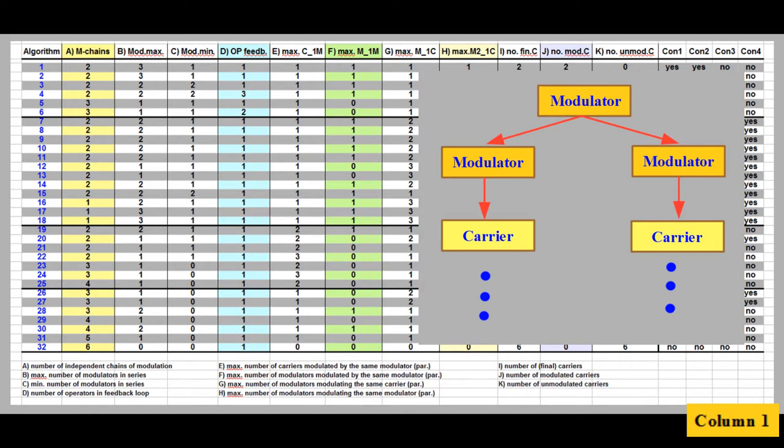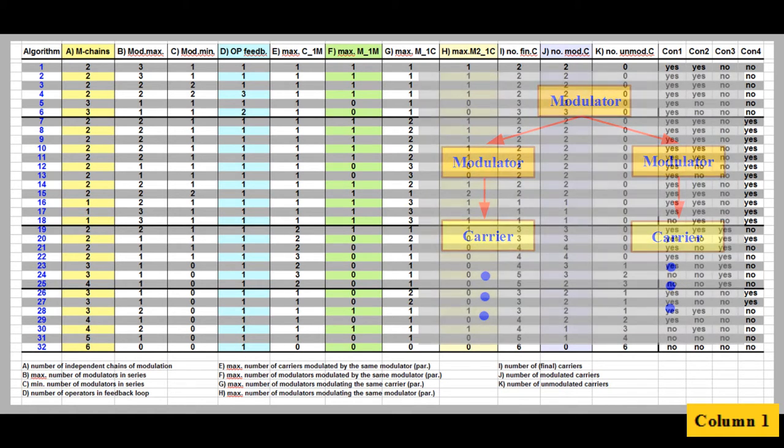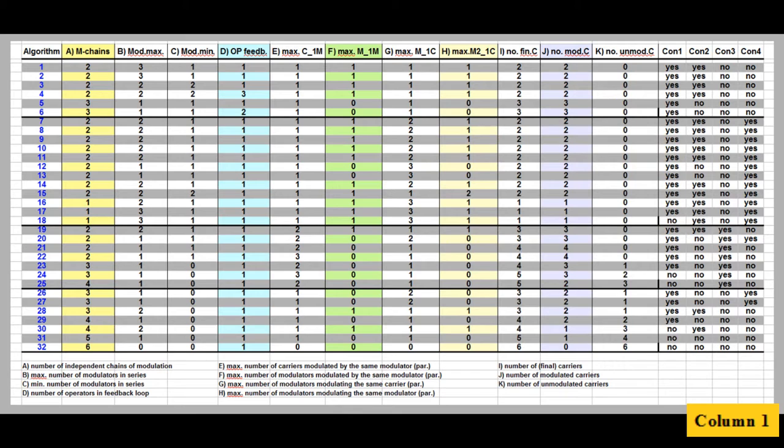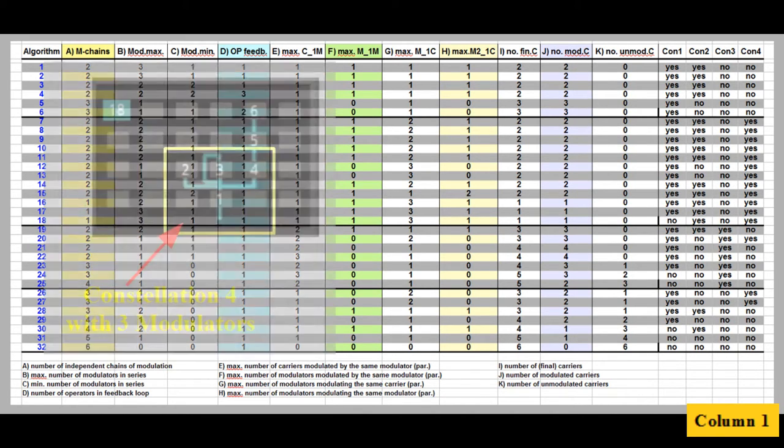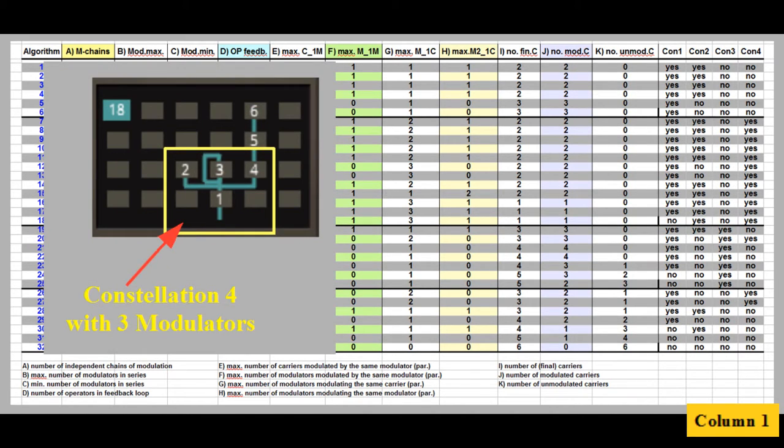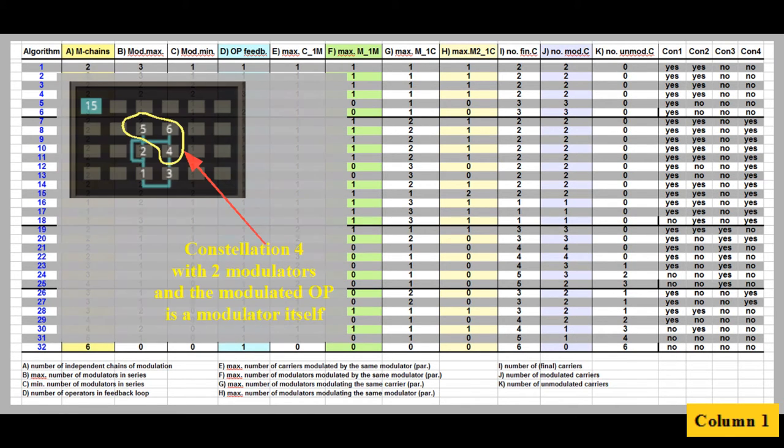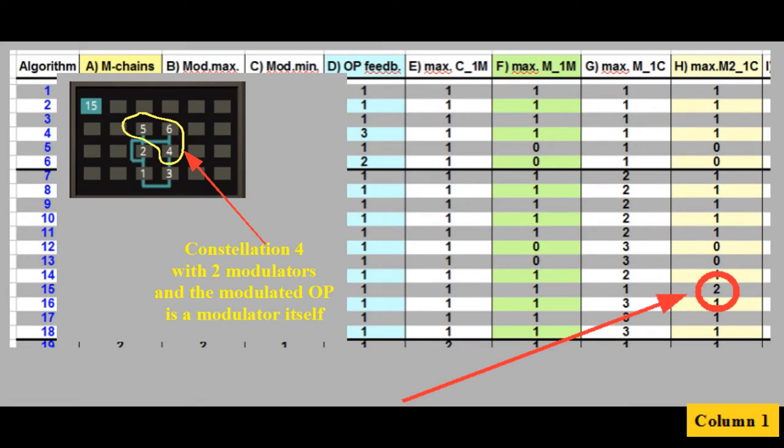But as I'm going to use this spreadsheet not only with DX, but also with other FM soft synths, with more operators and no fixed pre-programmed algorithms later in the series of this workshop, I have already included column F now and here. Columns G and H deal with constellation 4, but this time there is an algorithm with two modulators modulating an operator, which is a modulator itself. Column H shows it. It is algorithm 15.